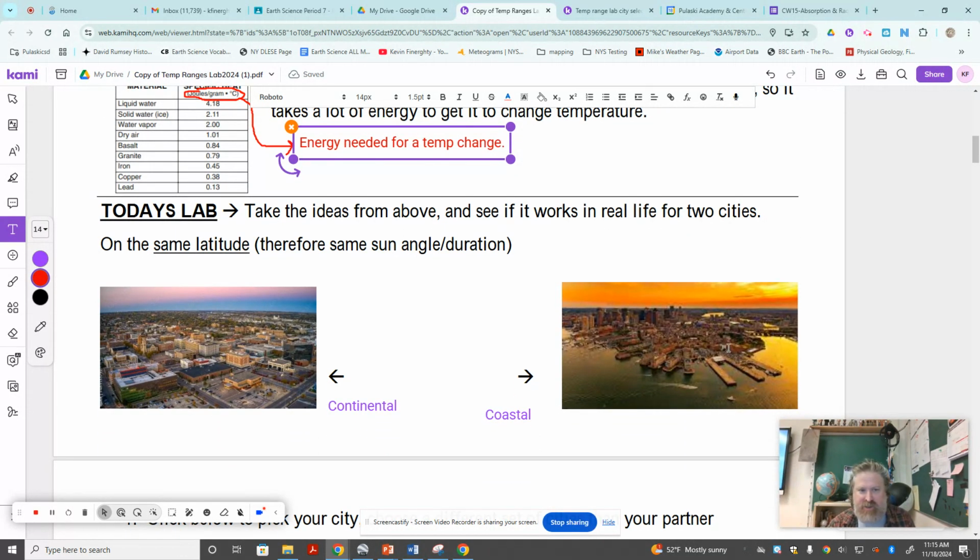This even works with Lake Ontario. Around Pulaski will be a little bit warmer in the winter than going, say, 20 miles inland. Even going to Lake Syracuse or up to Lowville, those are going to be colder because that lake keeps us a little bit warm.